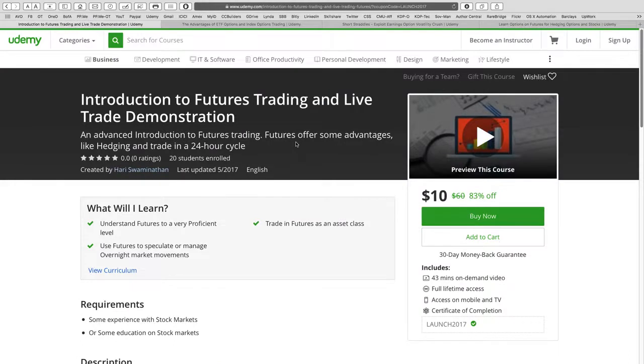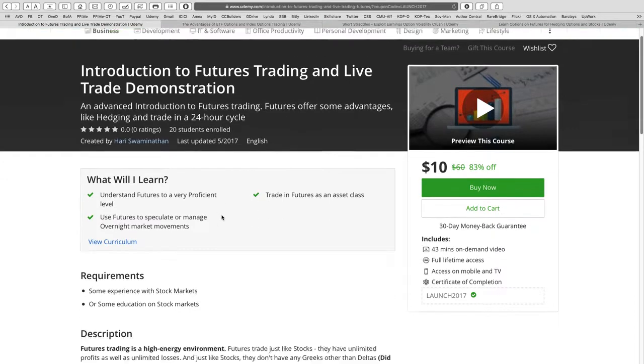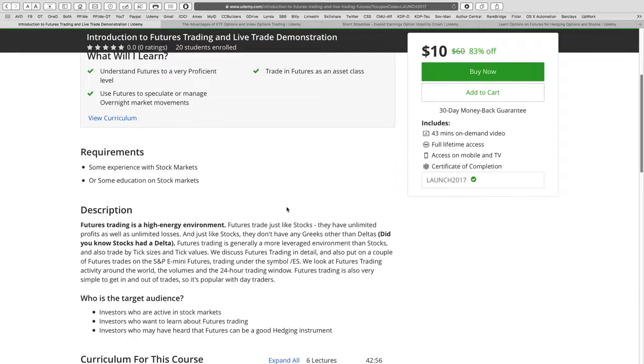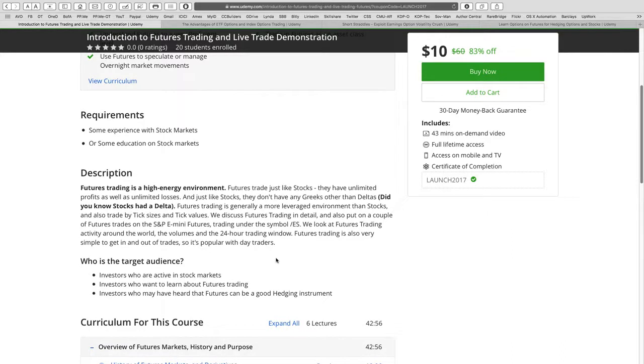The first course we look at is Introduction to Futures Trading and Live Trade Demonstration with Futures. So if you don't know, futures trade on a 24-hour cycle, and sometimes they can be very good for hedging. Even if you don't trade futures on a normal basis, even I don't, but in some circumstances, futures are very useful, at least so that you can know how to use them in case you need to use it. Futures trading is also very simple to get in, get out. So it's popular with day traders. And we'll take an example of the S&P futures, E-mini futures, which are called the ES, and some live trades are shown in this course.